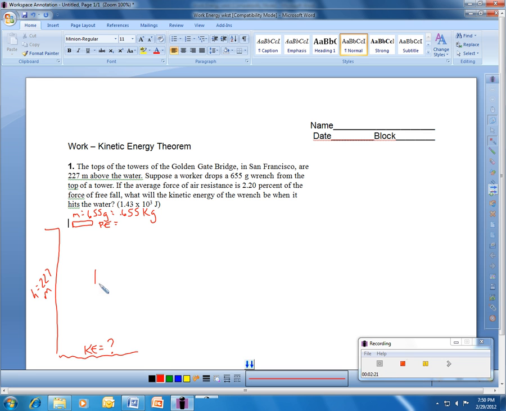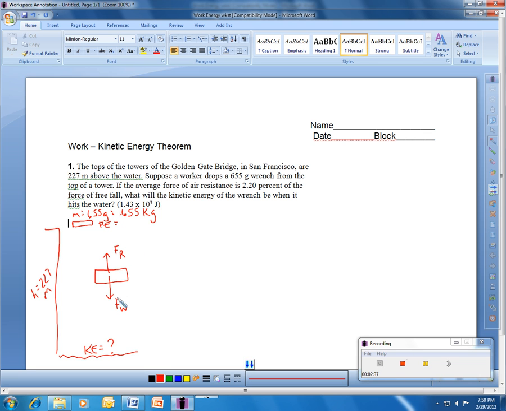So if I look at the wrench, let's say midway, what are the forces acting on the wrench? Forces down from gravity, so here's the weight force, and there's a resistance force from the air that is there. These two vectors are totally not to scale because in the problem it did say that the air resistance is only 2.2% of the force of free fall. Therefore, this resistance vector should be much, much smaller in magnitude than this weight force. But because I'm trying to do this on the screen here and it's very difficult to draw it to scale, we're going to just work with our numbers.